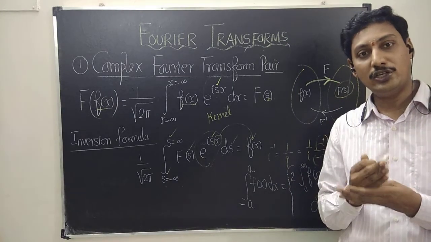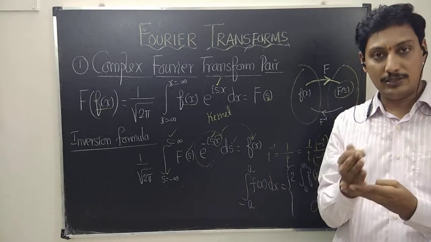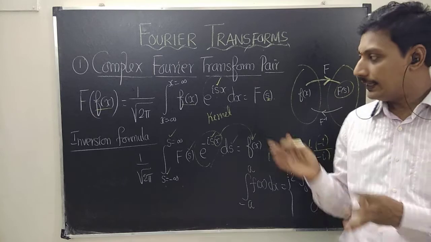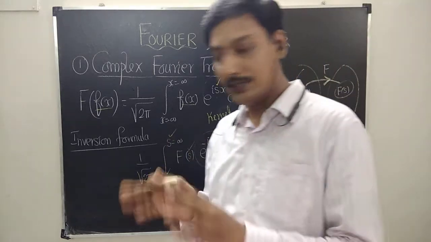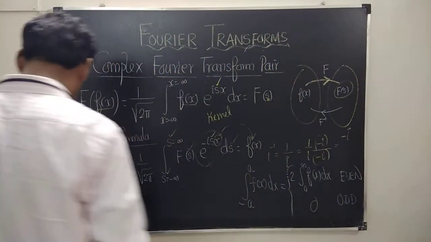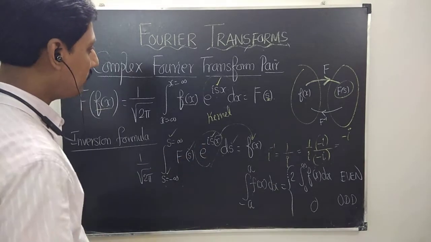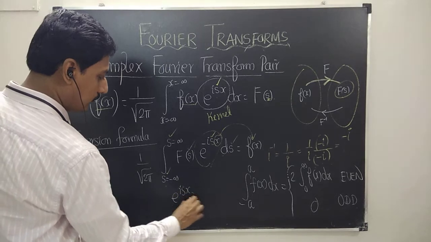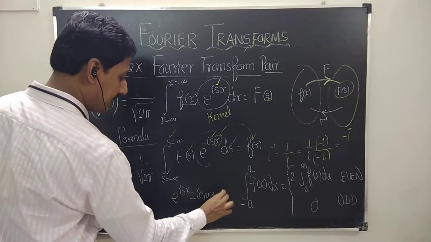Similarly, like the Fourier series, there are full range and half range series. Half range series has two types, sine and cosine. Here also, I am going to split this into two types. What are they? Before going to that, can we write e to the power i s x is equal to cos sx plus i sin sx?